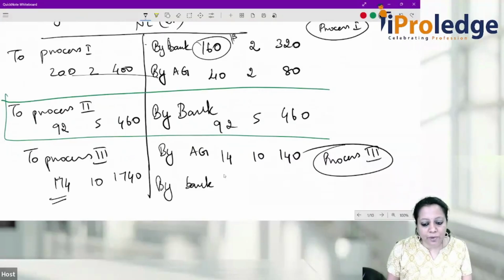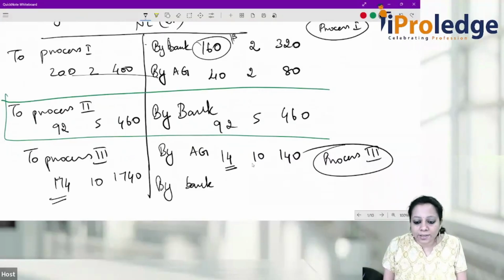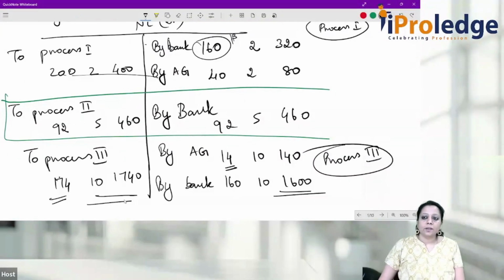Out of 174, 14 I got, which will reduce my normal loss to 160, 10 and 1600. That's all it is.